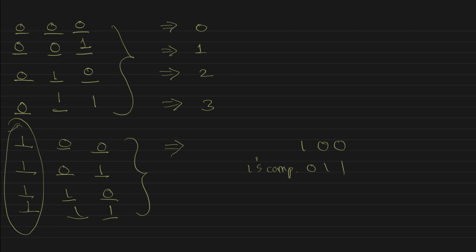0 1 1, and if I do add 1, so this will be plus 1. Addition of 1 and 1 will be 0, carry 1; 1, 1 and 1 would be 0, carry 1; and 0 and 1 would be 1. So we get the same number.